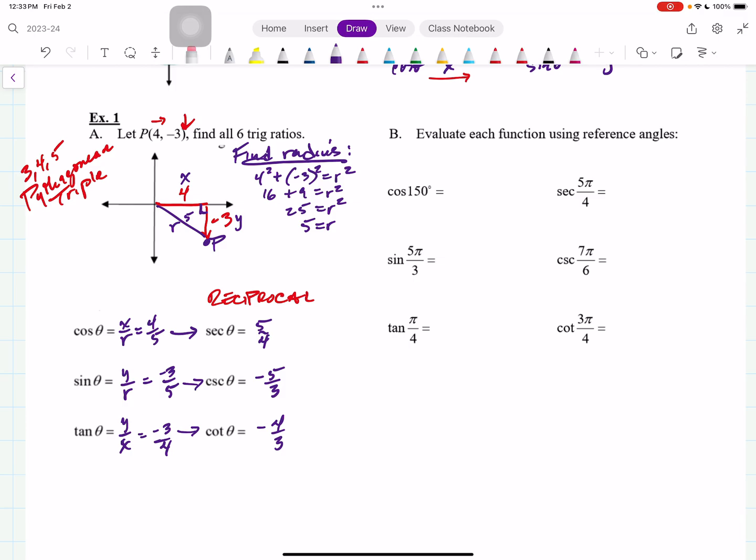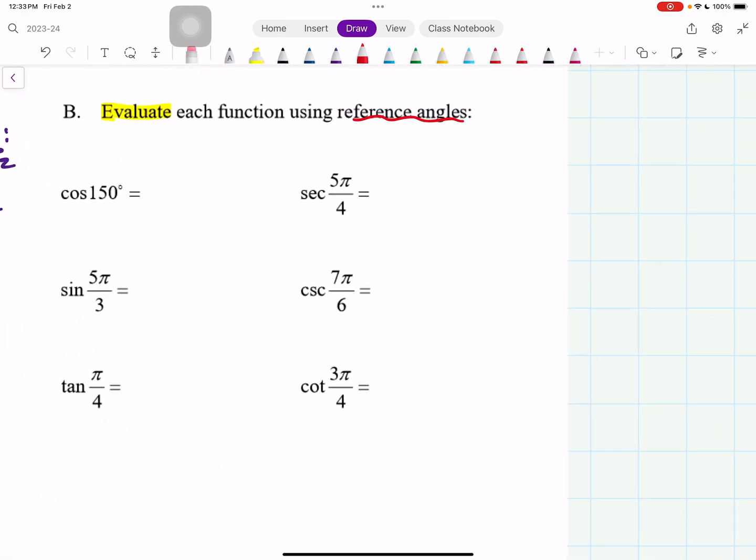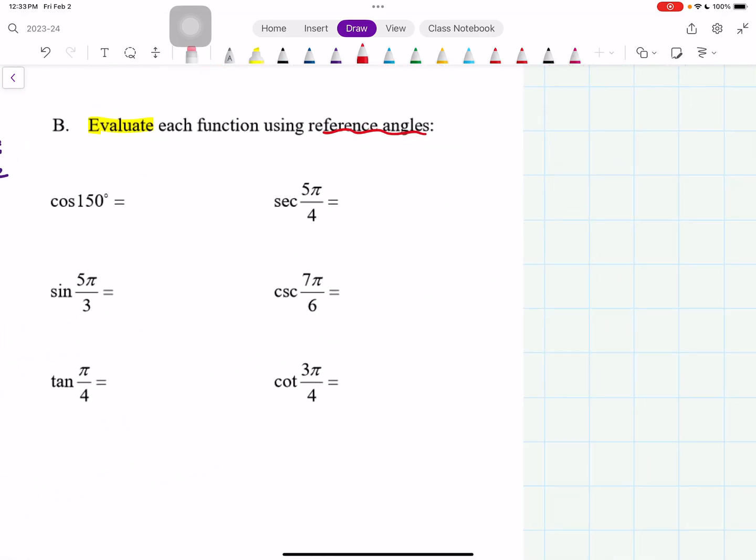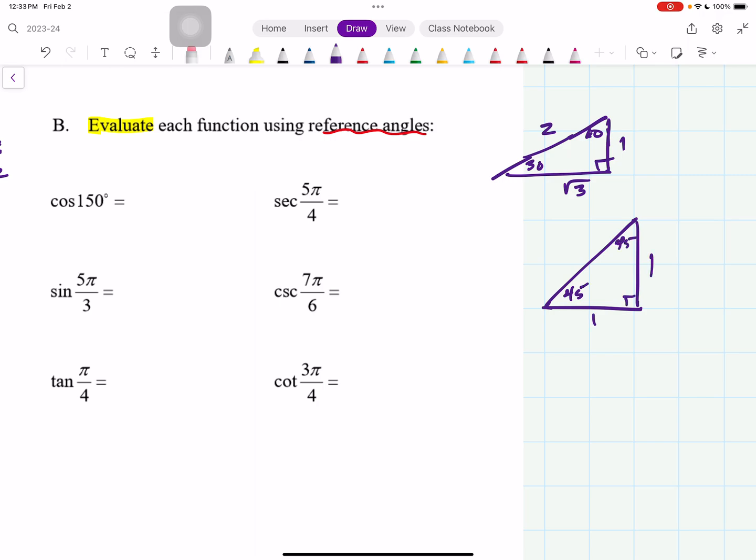So, let's see here. Now let's evaluate. Over here we want to evaluate, and we want to use the reference angles. We've done this for sine and cosine, so now we want to work with the other functions as well. We're going to be using our special right triangles, so let's go off to the side and draw the 30, 60, 90. So 30 up here, 60, 2, 1, rad 3. And the 45, 45, 90, that's going to be 1, 1, root 2.